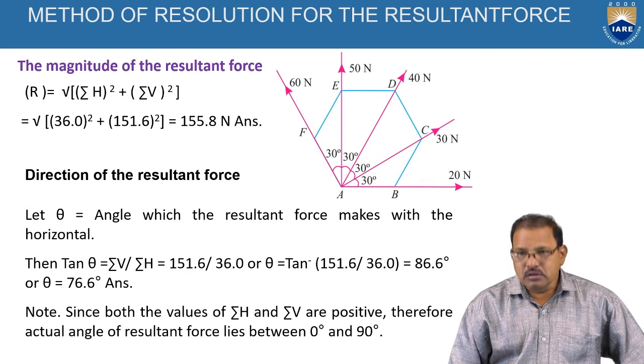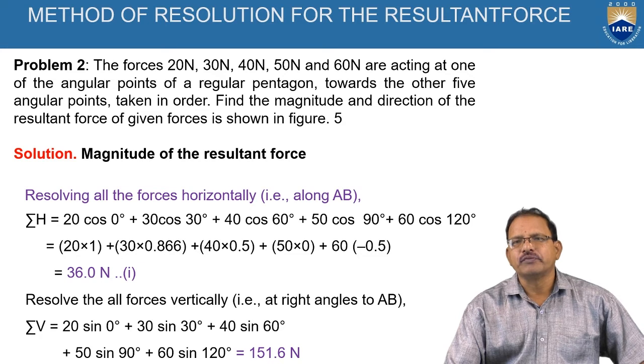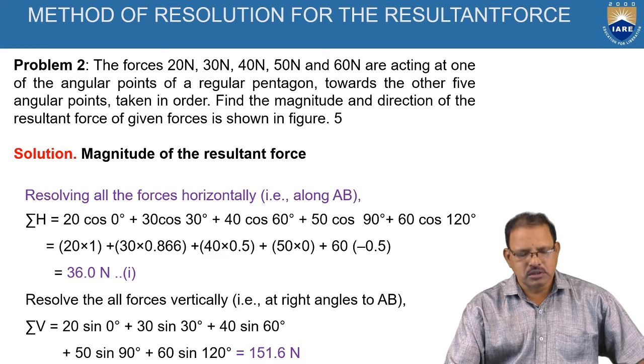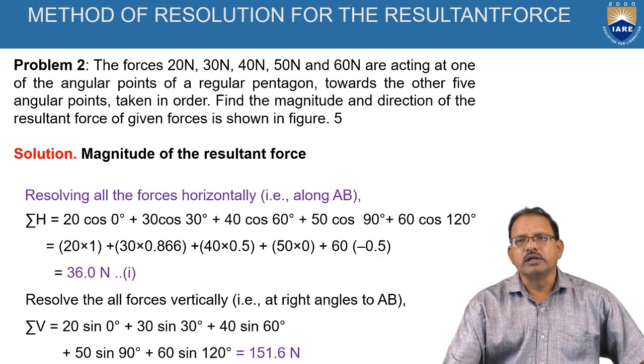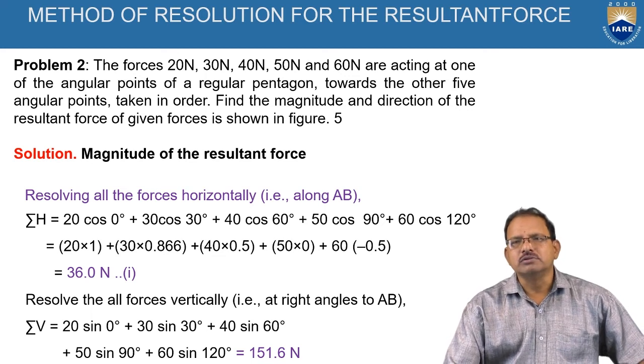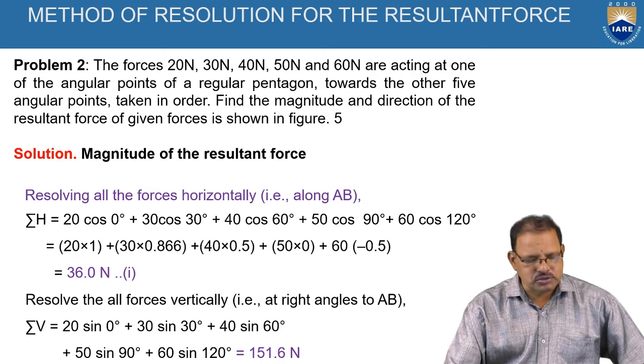Now, resolving all the forces horizontally, the sum of the horizontal components of the forces is equal to 20 cos 0 plus 30 cos 30 plus 40 cos 60 plus 50 cos 90 plus 60 cos 120 degrees. Here, all are taken positive because we are measuring these angles with respect to the x-axis in counterclockwise direction without considering which quadrant it belongs to.